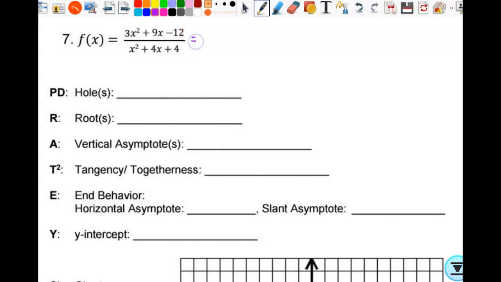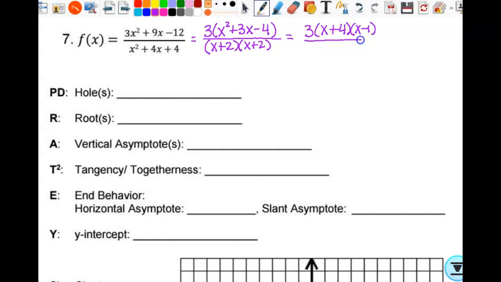When we factor, what's the first thing we should always look for? GCF, yes. So I'm going to factor out a 3. That leaves me with x squared plus 3x minus 4. And then the denominator would be x plus 2 times x plus 2. And then I can continue my factoring, and this would give me x plus 4 times x minus 1 over x plus 2 squared.